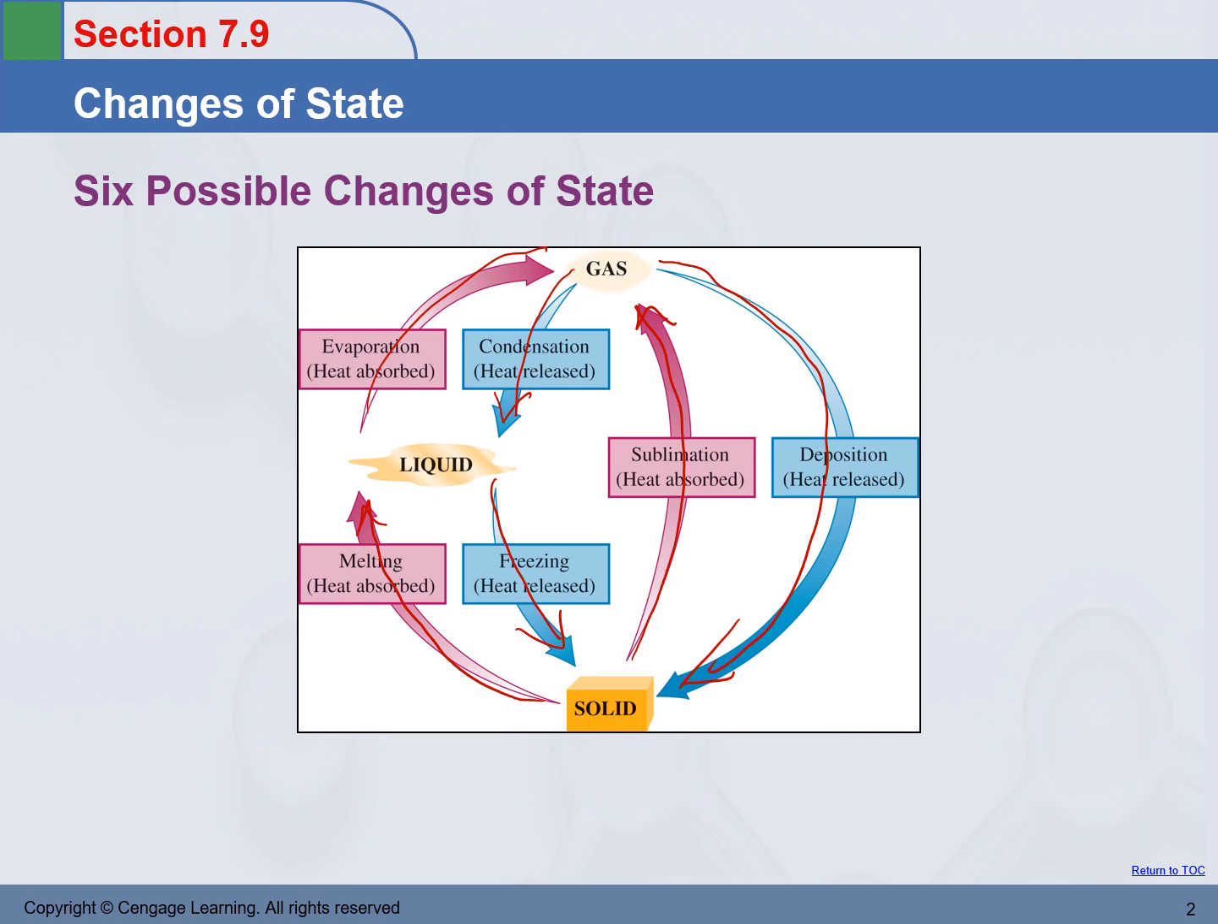3 out of the 6 processes, melting, evaporation, and sublimation, require heat. They absorb heat for them to occur. The other 3 opposite processes, condensation, freezing, and deposition, release heat when these processes occur. So we have 2 different kinds of state changes. One that absorbs heat, one that releases heat.